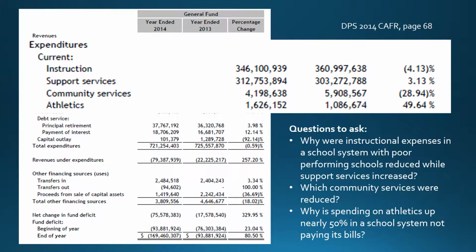Why were instructional expenses in a school system with poor performing schools reduced while support services went up? Which community services were reduced? And why is spending on athletics up nearly 50% in a school system that can't pay its bills? These are legitimate questions you can mine out of your comprehensive annual financial report.